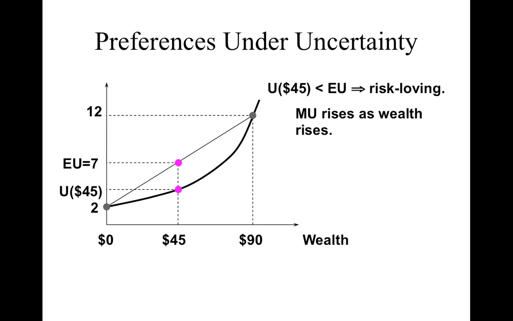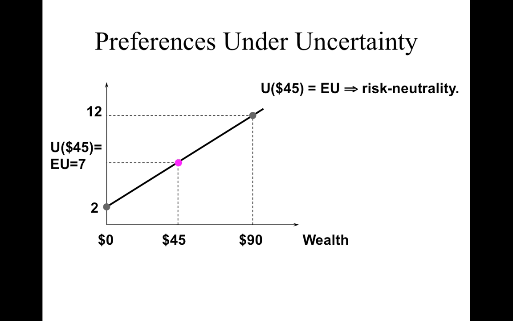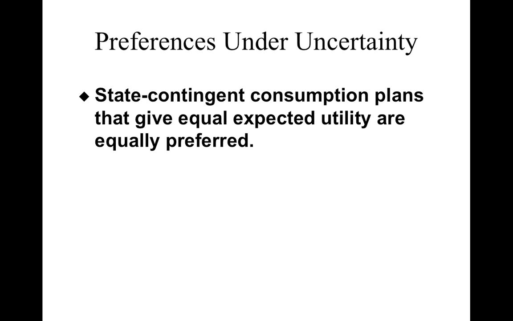So here, you like the outcome where you have at least a 50% chance of winning a higher amount to an outcome where you are getting money for certain, or where you are getting less money, but that money is for certain. So you prefer uncertainty over certainty, and hence you're called risk-loving. A risk-neutral person is okay either way. So his marginal utility is constant as wealth rises. Two state contingent consumption plans will be called equal if they have the same expected utility ranking.